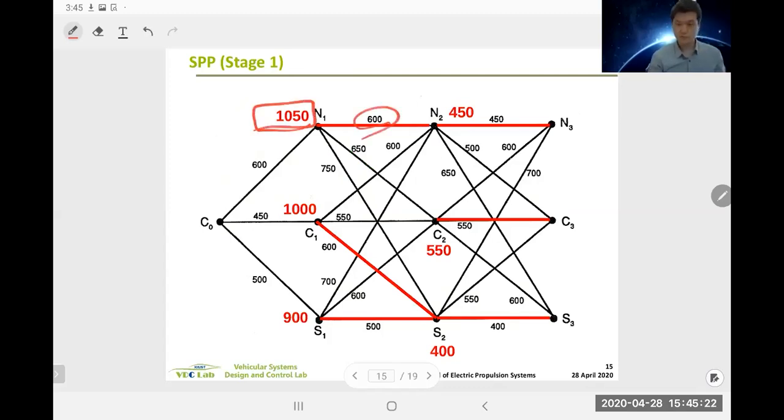It's this option, this control. And this red line indicates your optimal action path. So if you choose that path, then the total cost is going to be this, starting from N1, C1, S2. And then the red indicates the path. Okay?